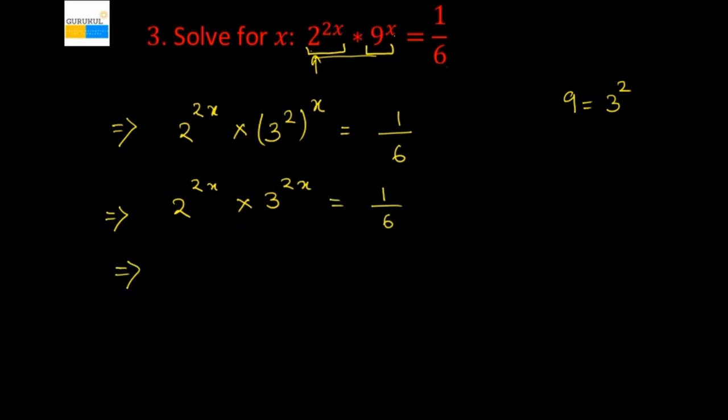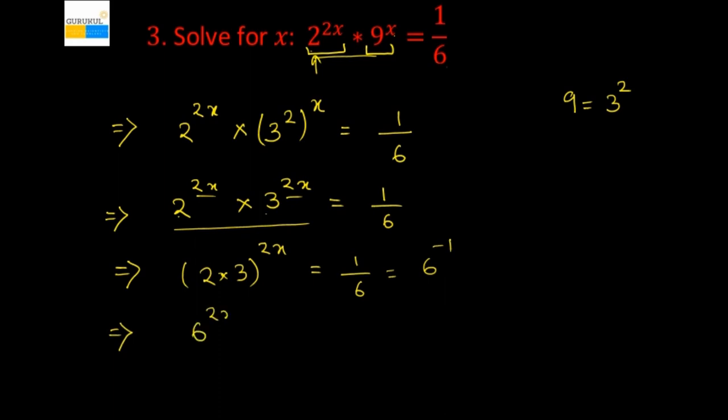Now using the equality of indices, the bases are different, the indices are the same. So this can be written as 2 times 3 to the power 2x equals 1 by 6. And 1 by 6 can also be written as 6 to the power minus 1. So you get 6 to the power 2x equals 6 to the power minus 1. Now as the bases are the same, the powers can be equated. So it's 2x equals minus 1. You end up with x equals minus 1 over 2.